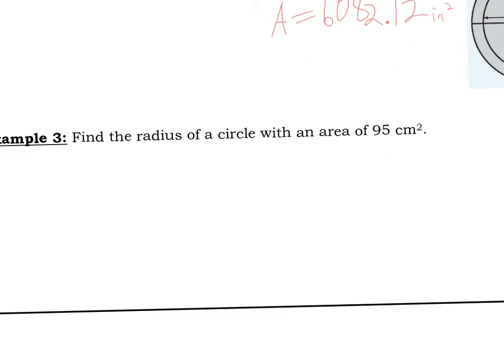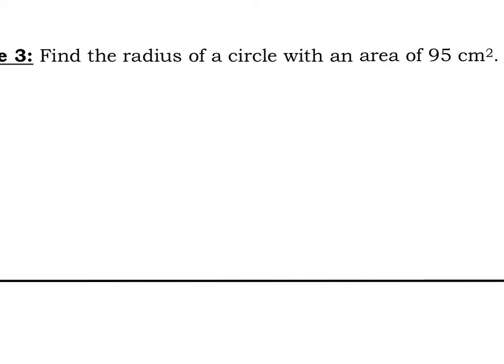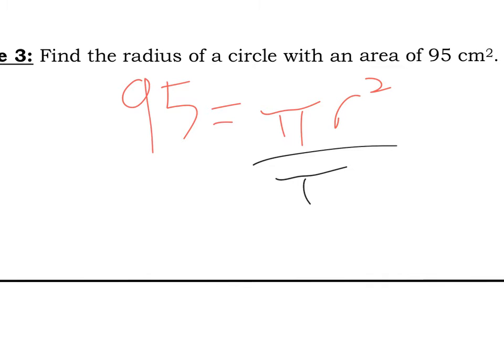Now, number 3, I'm working backwards. Find the radius of a circle with an area of 95 centimeters. So, area is pi r squared. So, area is 95 equals pi r squared. So, basically, I have pi times r squared equals 95. So, if I were to go backwards, just divide both sides by pi. And 95 divided by pi is approximately 30.24.